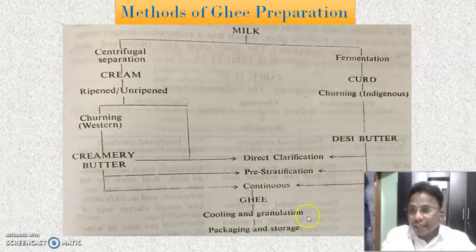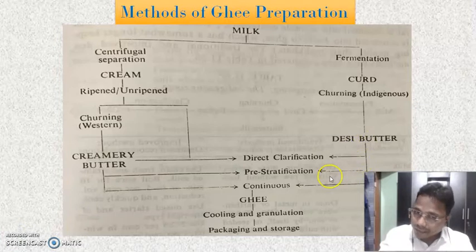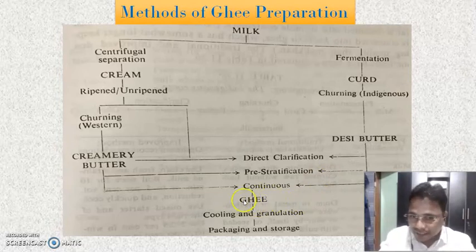After the heating, when the heating process is completed, then the clear fat is decanted from these vessels and taken into a separate vessel. In this way, after the decantation process is over, the final product that we get in that separate vessel is called ghee.